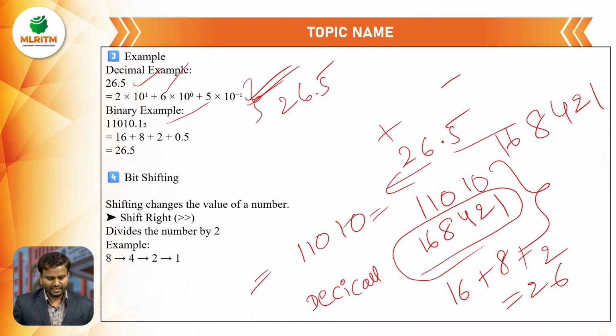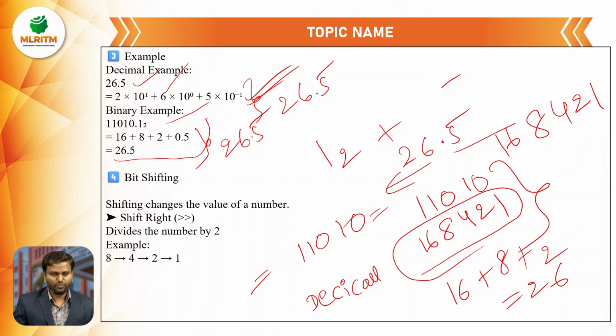This can be represented here. Here we need to see the example: 16 plus 8 plus 2 plus 0.5 is the binary decimal equivalent number. This can be calculated, total is 26.5. Here is the decimal example we are seeing. The binary representation means 11010.1 base 2. Why we mentioned the base 2 here means 0.5. In binary examples, 1 divided by 2 is 0.5.